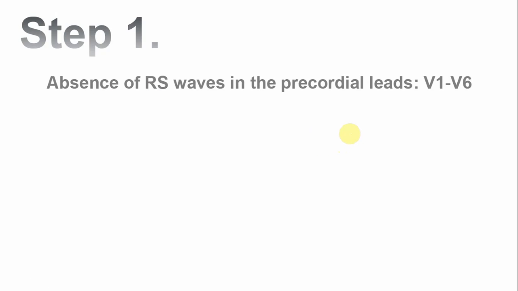So if this is absent, it does not necessarily mean that the patient does not have VT. So you'll have to go to the next step. So Becky, could you please explain a little bit more about this particular criteria, step 1 of Brugada?